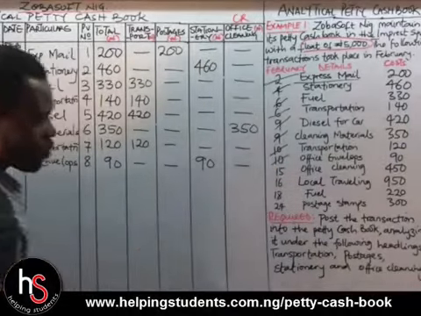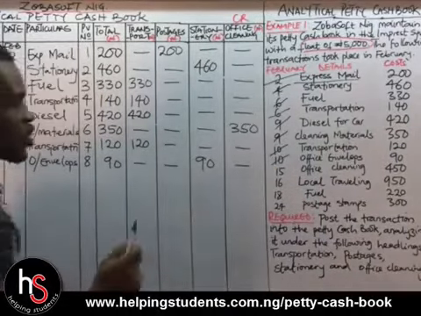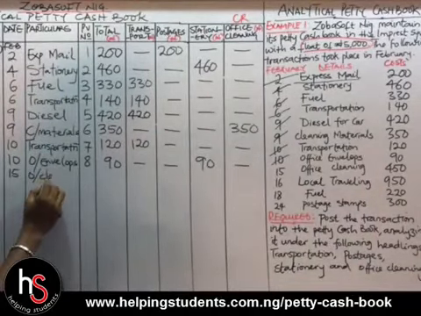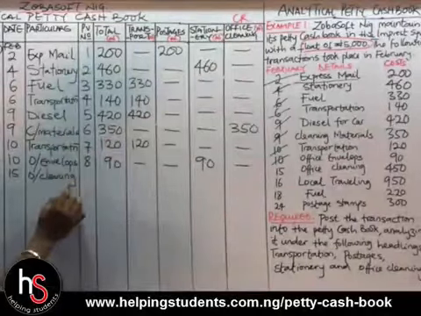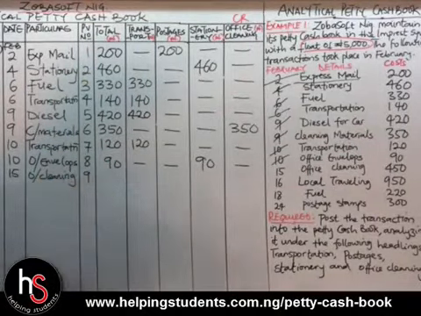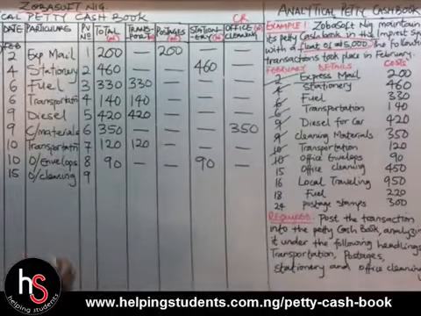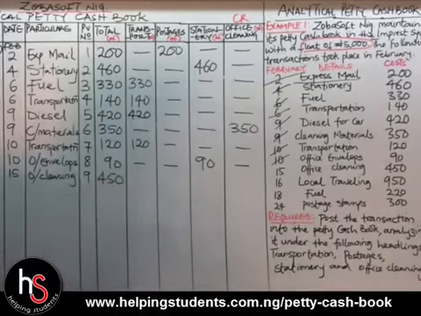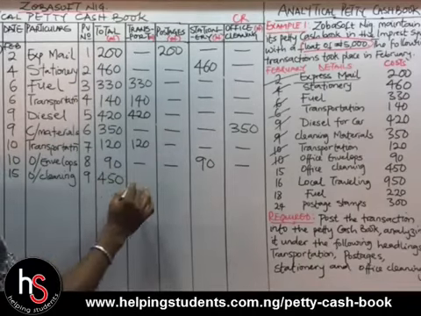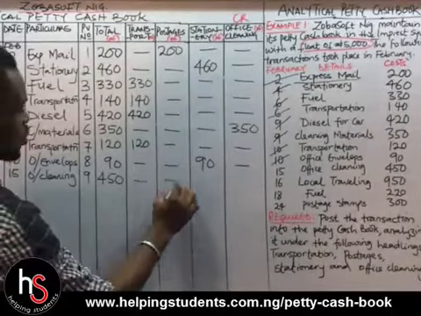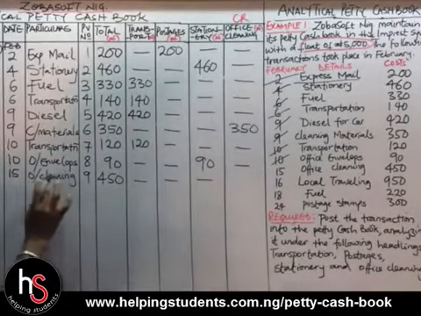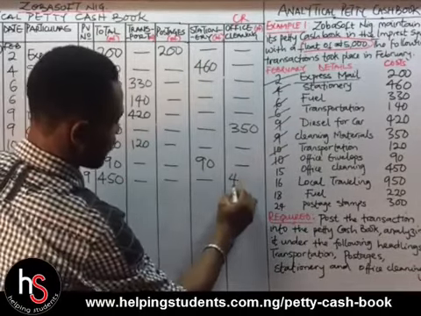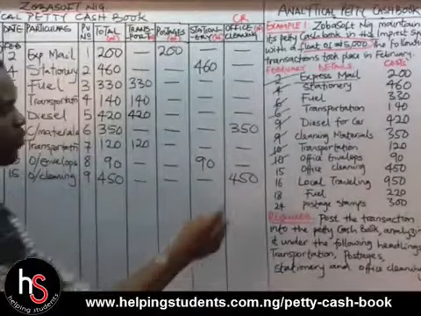We go over to the next one on the 15th, and it says office cleaning. So we have the 15th here, office cleaning. So the PV number will be what? 9. And how much is the total for the office cleaning? We have 450. Okay? Now, transportation, no. Postages, no. Stationery, no. Watch, office cleaning. So under the office cleaning, we'll record what? 450. Now we'll move over to the next one.